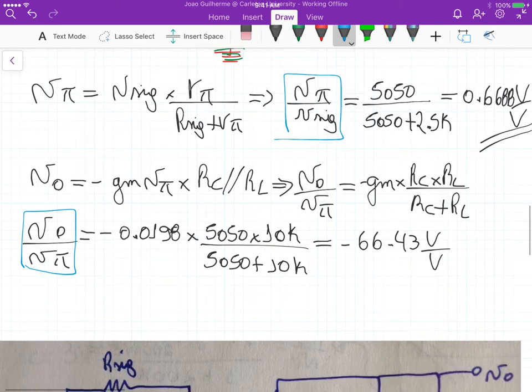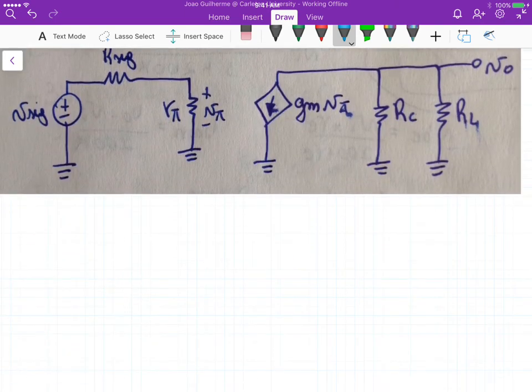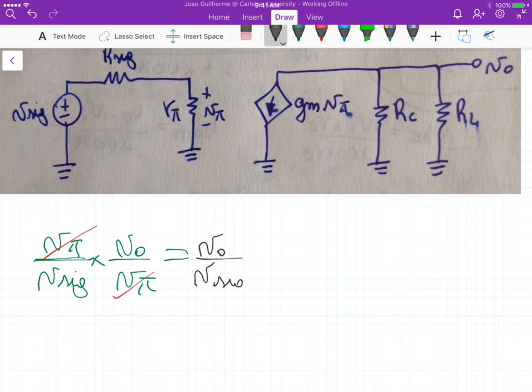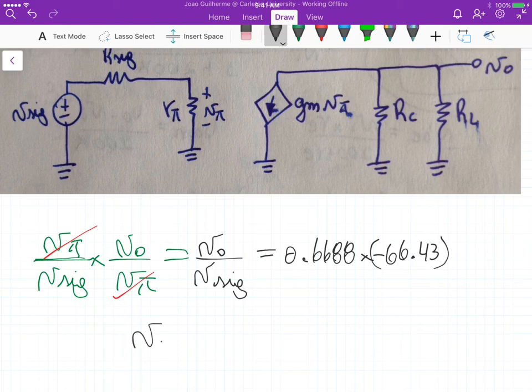And again, if we look at this part here and this part here, if we multiply both quantities, let me go down here, we get V pi over V signal times V out over V pi, and that's equal to the overall voltage gain. That's the same as 0.6688 times minus 66.43. So at the end, V out over V signal is equal to minus 44.43 volt per volt.